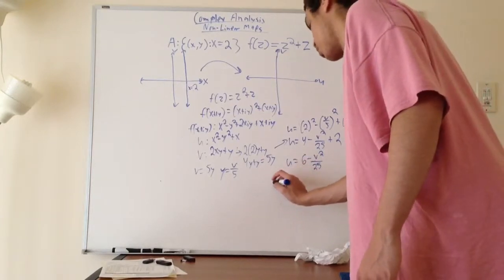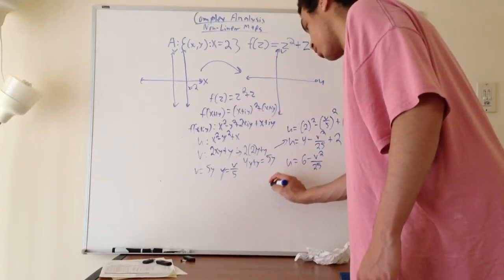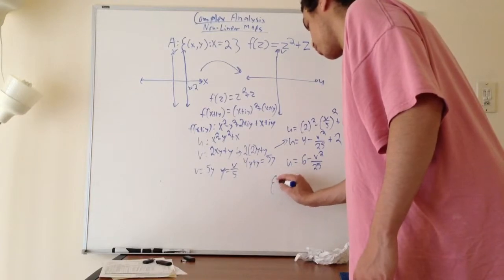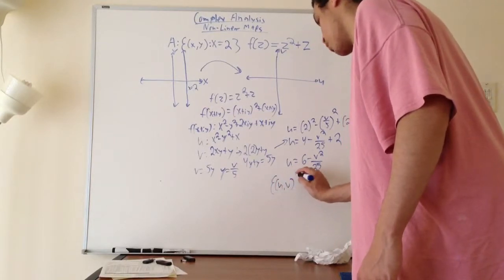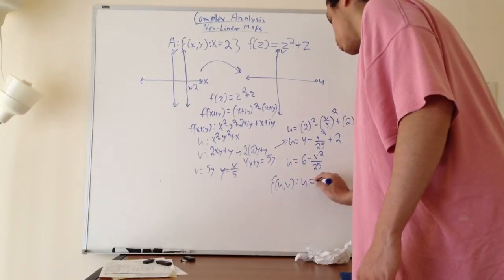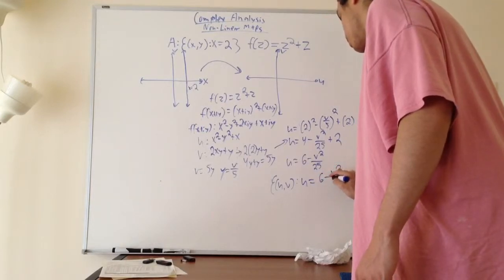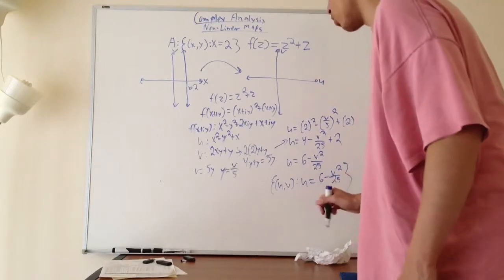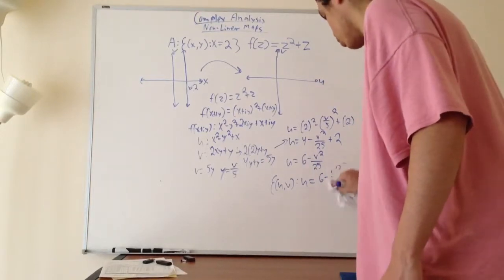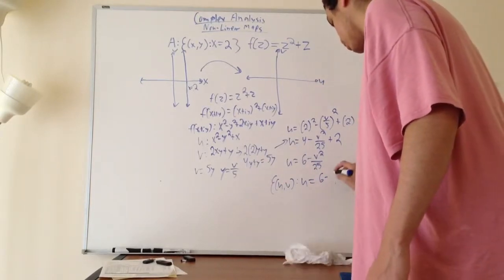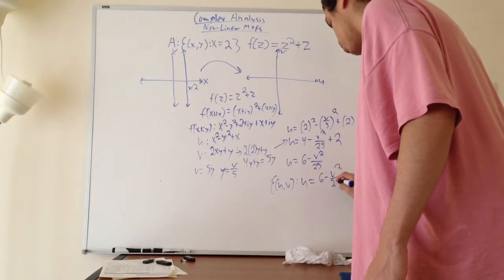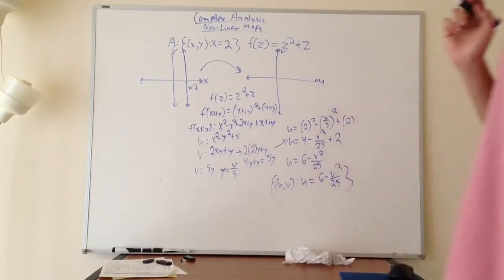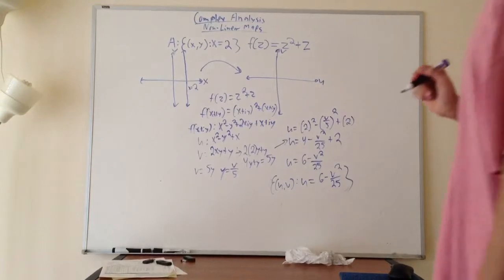And so essentially our image is going to look like this. We have uv such that u is equal to 6 minus v squared over 25. And that is our answer. I'm going to write that a little bit neater, it looks a little messy. So 6 minus v squared over 25. That is our answer. And that's essentially how you do all these mappings.